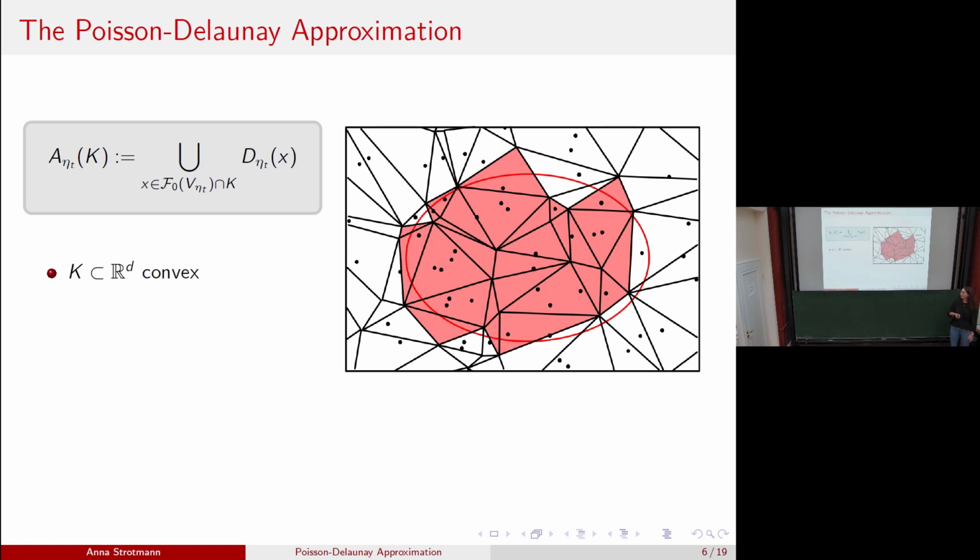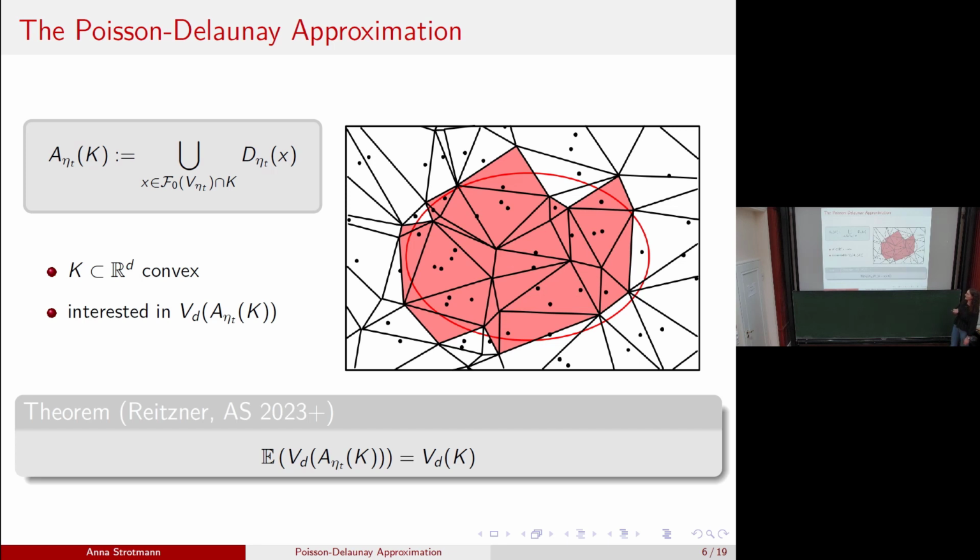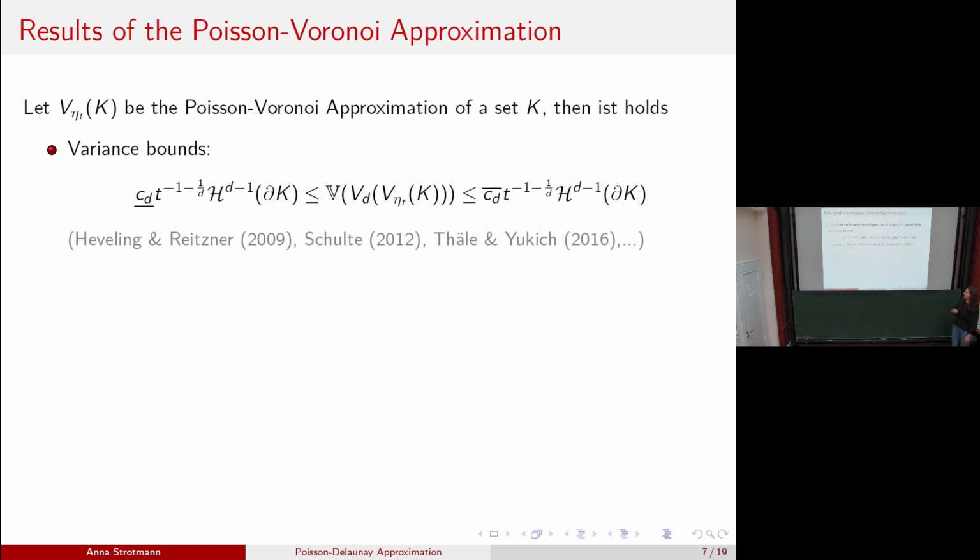Yeah, and in the following, we are now interested in the volume of the approximation, whereby V_d denotes the d-dimensional Lebesgue measure. And our first result now shows that the volume of the Delaunay approximation is an unbiased estimator for the volume of the convex set K. The proof results from some straightforward computations and the translation invariance of the Lebesgue measure, so it's not that interesting, but we can see that the expectation of the volume of the approximation is equal to the volume of the set K.